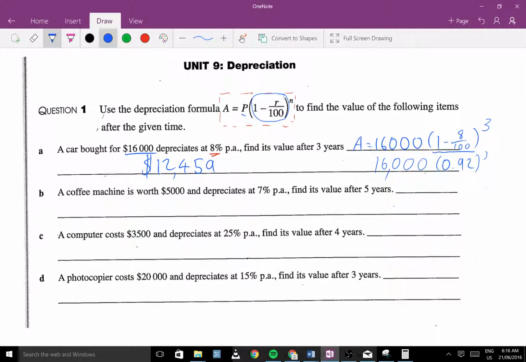If not, just button push the formula. Times that by itself n times, and then times it by the amount you're borrowing.